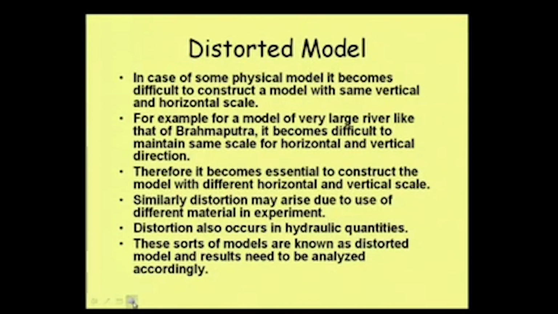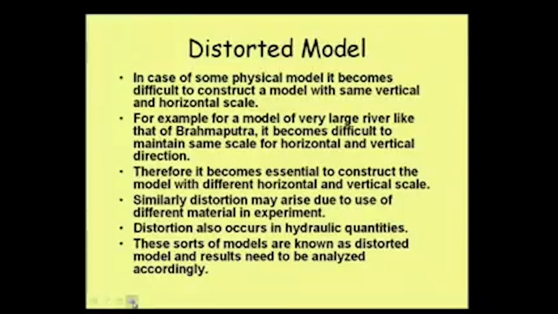Then we talk about another issue in the model, that is the distorted model. For some problems, when we are talking about geometric similarity, we are talking about a length ratio all the time. If we try to maintain the length ratio, that means in the horizontal scale and in the vertical scale, we will have to maintain the same length ratio.